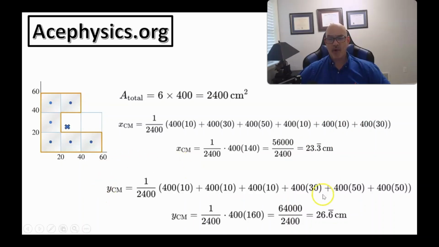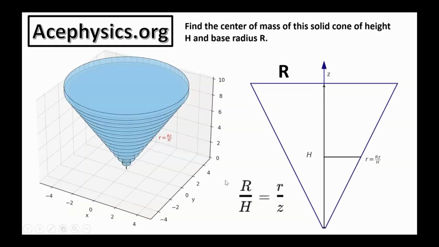I can use the same formula to calculate the y center of mass, and that's 26.6 centimeters. This x is the location of the center of mass for this object. Notice the center of mass is not actually on the object. It's not uncommon for the center of mass to be located off of the object. Problems 4 and 5 involve integral calculus.